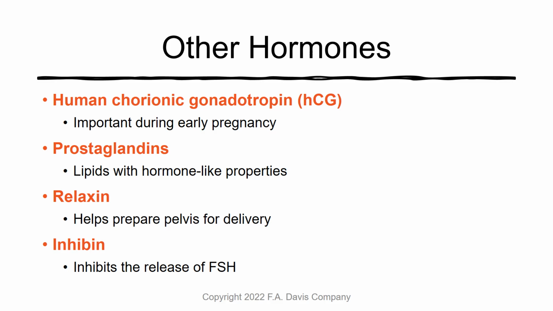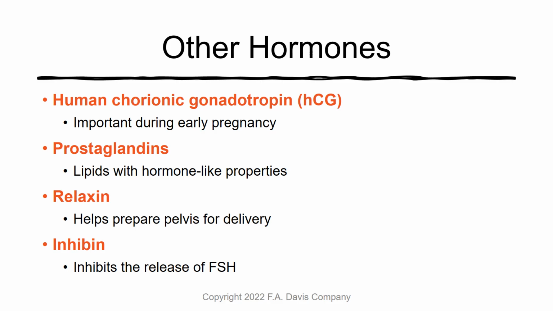So when you're taking a pregnancy test or they're checking levels at the doctor's office, this is what they're looking for, is HCG. Prostaglandins, these are actually lipids that have hormone-like functions. They cause contraction of the uterus during menstruation, which sheds the uterine lining, and these also play a part in the initiation of labor.